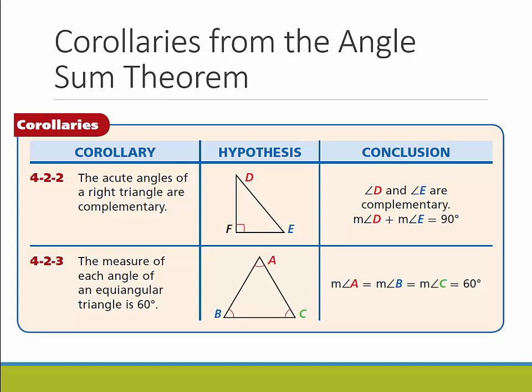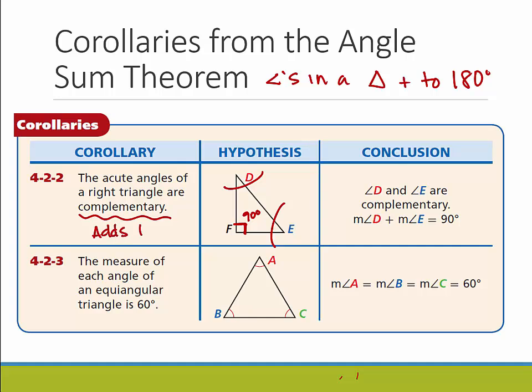So these are corollaries from the angle sum theorem, which remember says all of the angles in a triangle add to 180 degrees. So because of that, think about a right triangle. By definition, if you're a right triangle, you have a 90-degree angle here. So that means your other two angles have to add to 90 degrees to make a total of 180. So the corollary says the acute angles of a right triangle have to be complementary. Because remember, complementary means adds to 90 degrees.